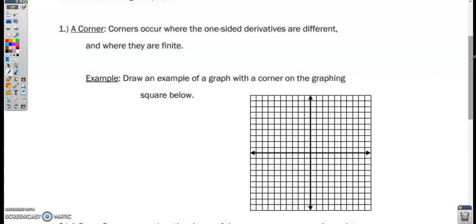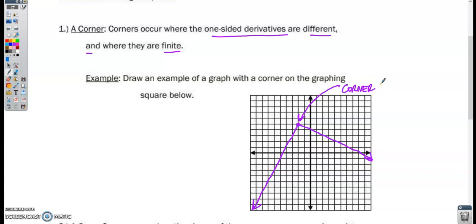Corners occur where the one-sided derivatives are different and finite. So I'm going to go ahead and draw one. We've got this point here, and let's go off this way. And this point right here is a corner. The derivative to the left of that point is 2. The derivative to the right of that point is -1/2. Those are both finite values, but they're different.